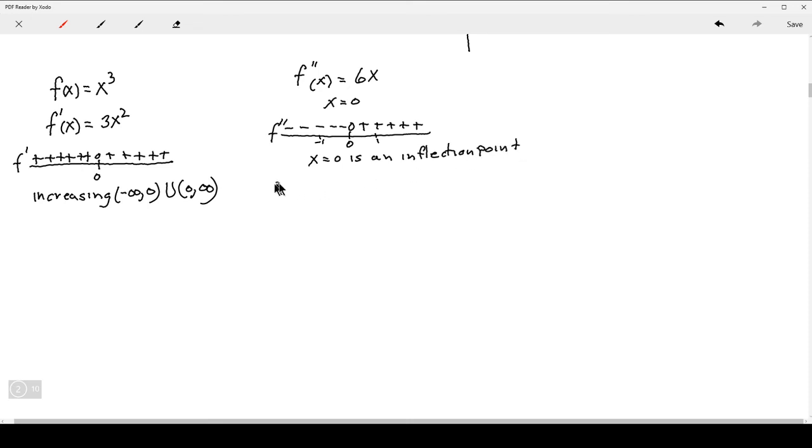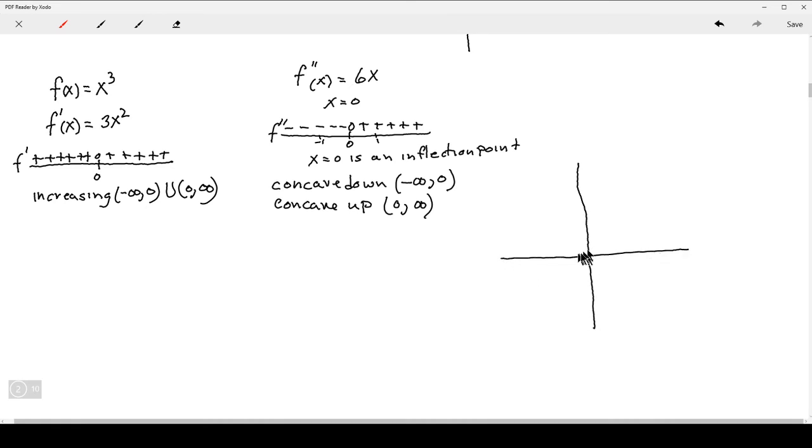The function is concave down on the left-hand side, which is -infinity up to 0, and it's concave up from 0 to infinity. And again, we know what this function looks like already. This shouldn't be a surprise to anybody. And in fact, this was the one that we graphed.